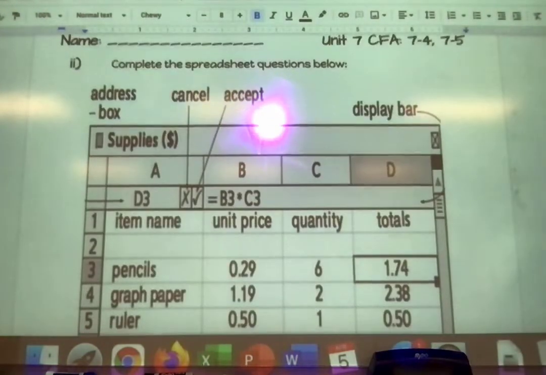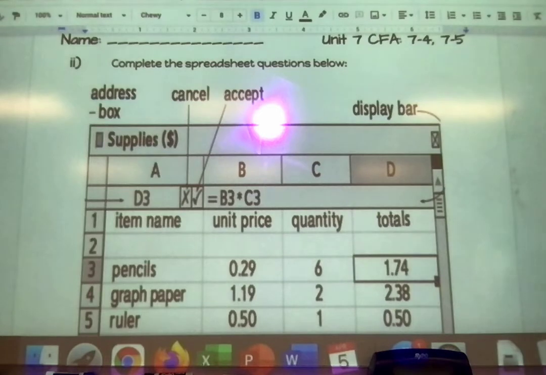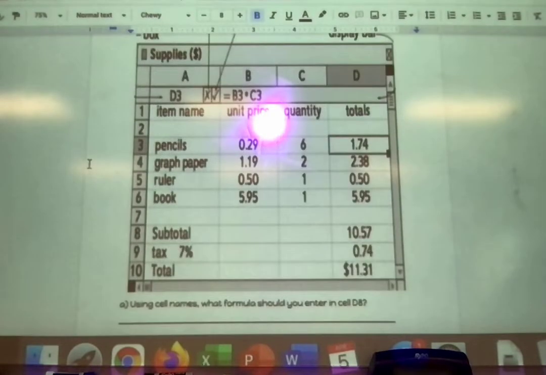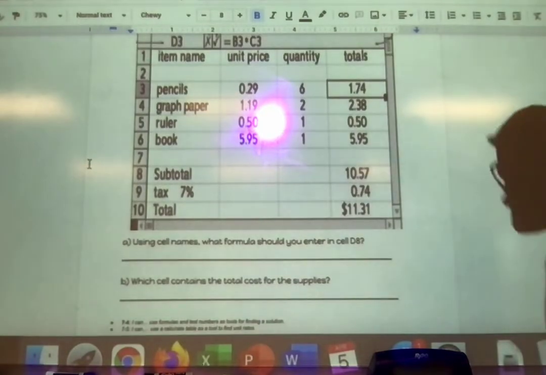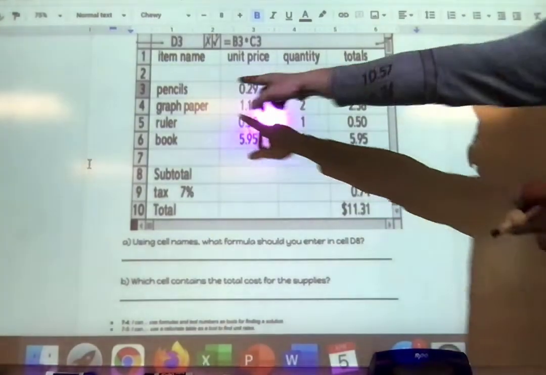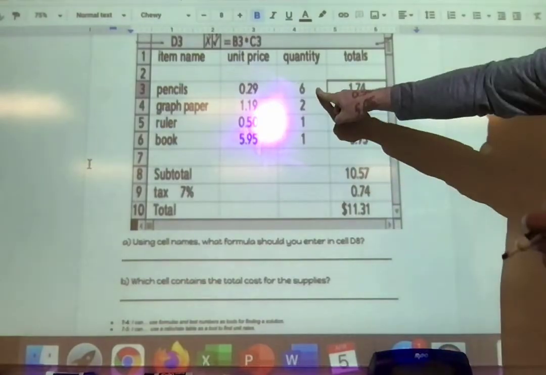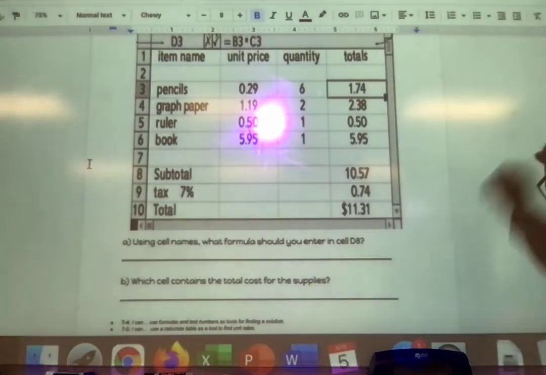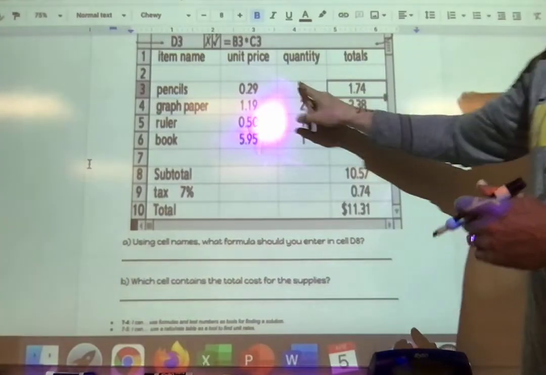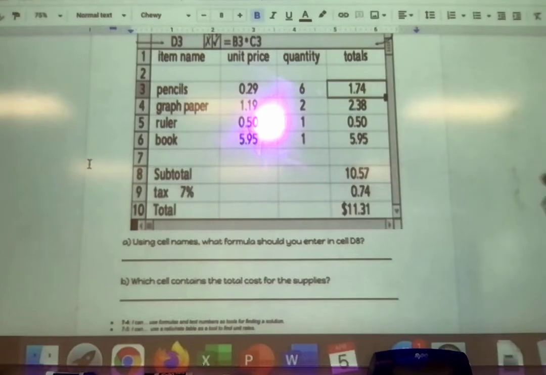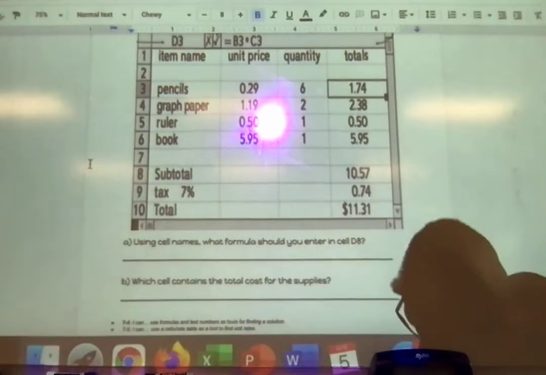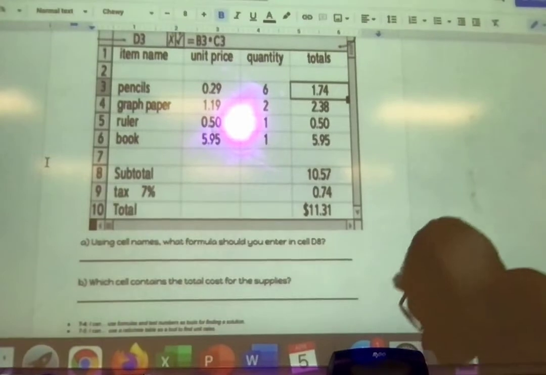And we'll focus a little bit again on the CFA from the lessons dealing with the spreadsheets. I'm going to make this a little smaller here so we can see it all. All right, so I've got my spreadsheet here. We've got an item name and we've got prices and the quantity and then the total cost. So they've set this up to take this times this to get the total cost for pencils, and that would be what they had programmed here. So we're going to deal a little bit with programming it.